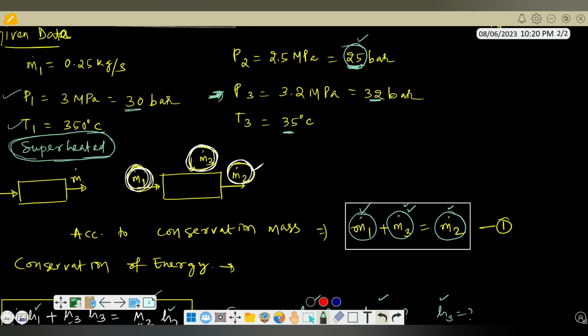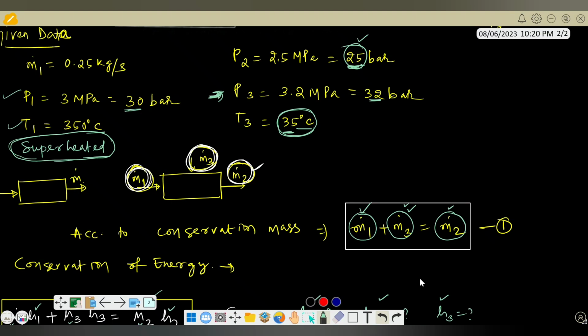I am going to 32 bar. If I go to 32 bar, here you can see the saturation temperature is this one, 237.4 degrees centigrade, right? At this particular temperature, our liquid will convert into vapor. But what is the temperature right now? It is 35 degrees centigrade. So that means we are not supplying the saturated liquid, but we are supplying the compressed liquid.